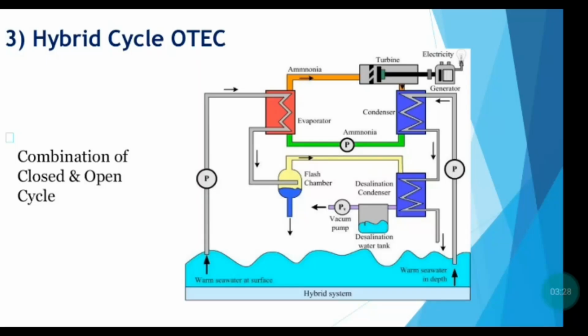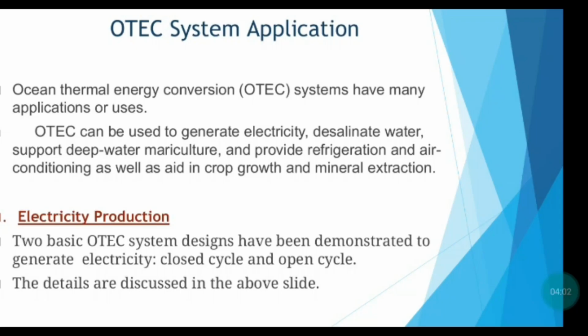The hybrid OTEC cycle combines the features of both the closed cycle and open cycle systems. Warm seawater enters a vacuum chamber where it is flash evaporated into steam, which is similar to the evaporation process of the open cycle. The steam vaporizes the working fluid of a closed cycle loop on the other side of an ammonia vaporizer. The vaporized fluid then drives a turbine that produces electricity. The steam condenses within the heat exchanger and provides desalinated water.